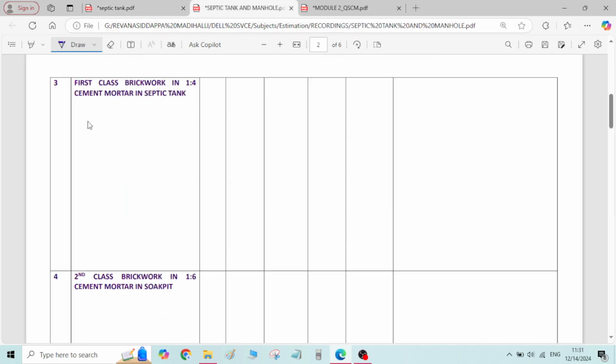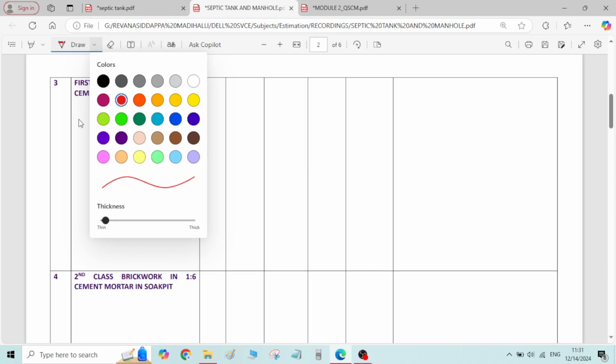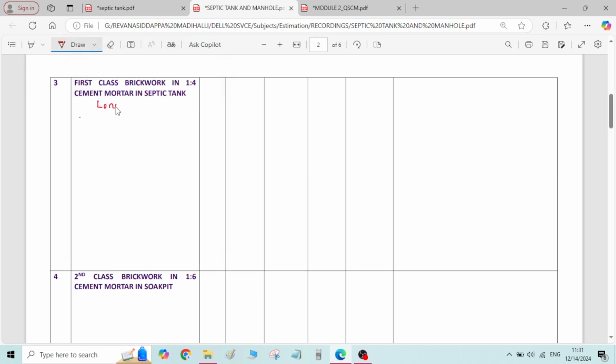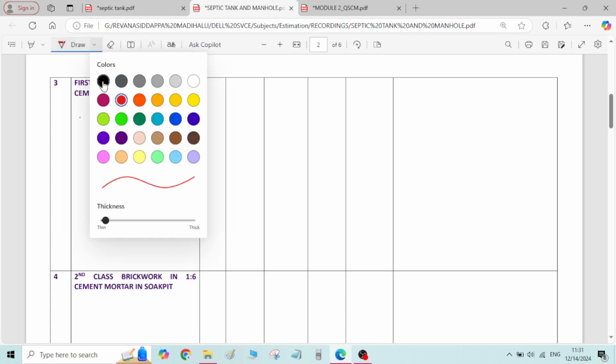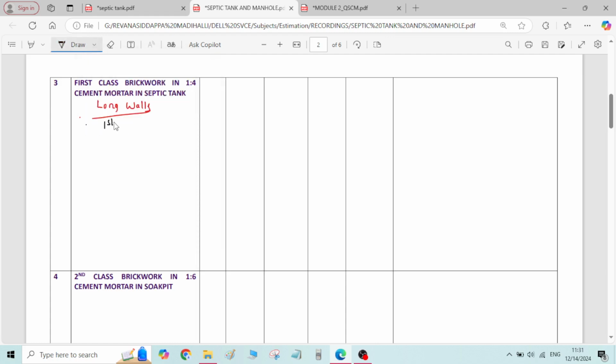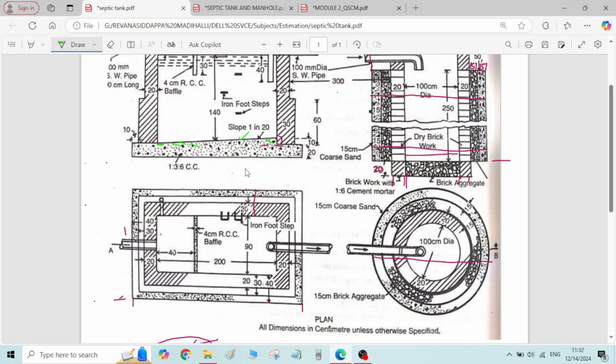Okay, initially we'll do the calculation for the long walls, first step, then second step. So we all know that in case of long wall short wall method, along the long walls we have to take outer to outer dimensions, and along the short walls we have to take inner to inner dimensions.